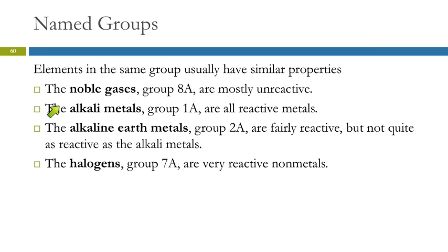Next to the alkali metals, and similar in their name, so don't get them confused, are the alkaline earth metals, group 2A. These are fairly reactive, but not as reactive as the group 1 metals. And then we have the halogens in group 7A, and these are very reactive nonmetals.